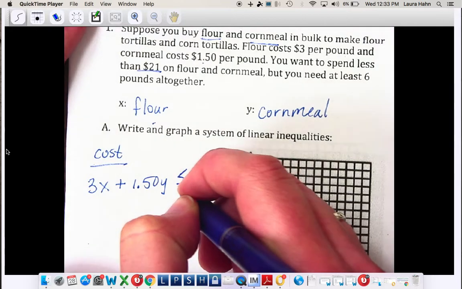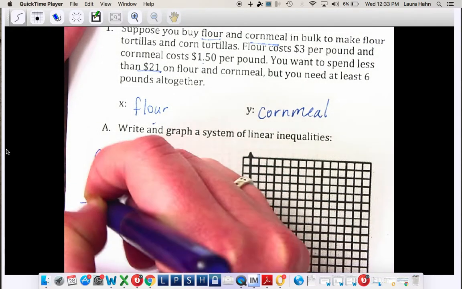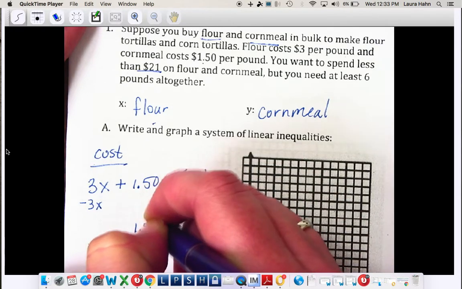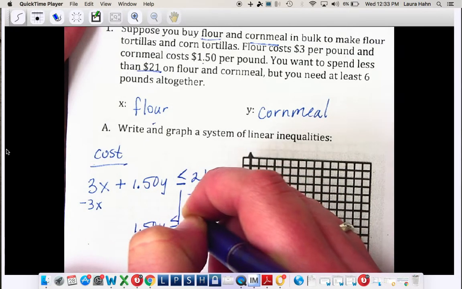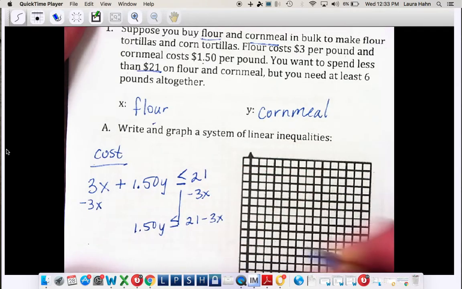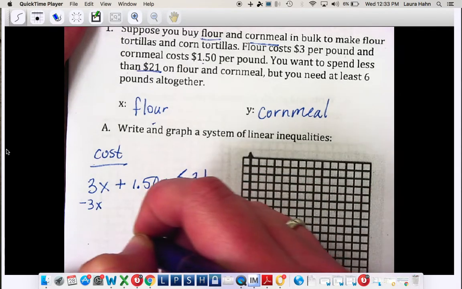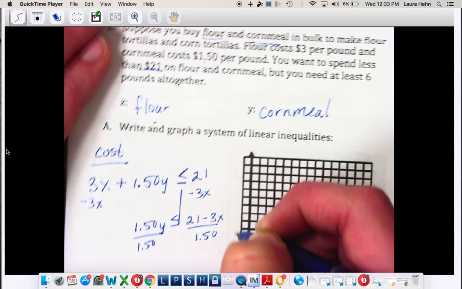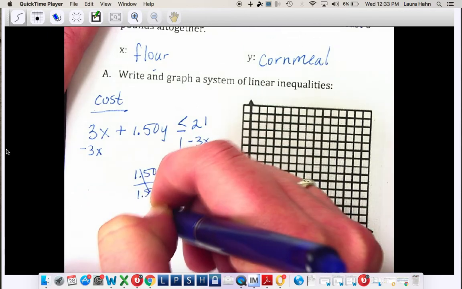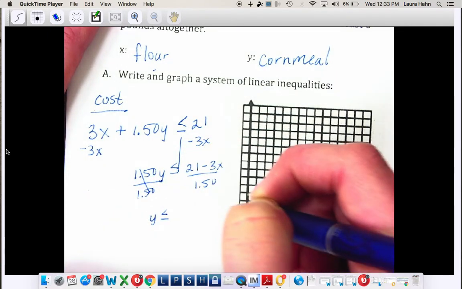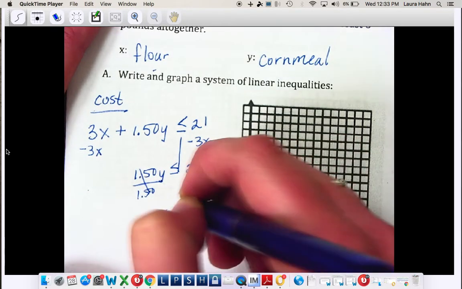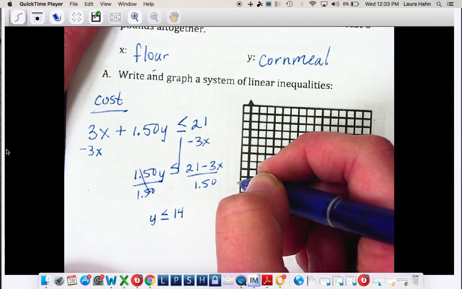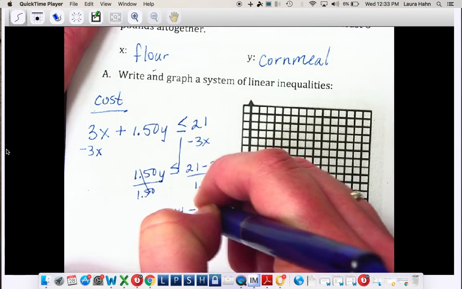We want to get y by itself. So I'm going to go ahead and take away 3x from both sides. So that's going to leave me with 1.5y is less than or equal to 21 minus 3x. Next step is to divide both sides by 1.5. So my y drops down. No reason to flip the sign. 21 divided by 1.5 is 14, and negative 3 divided by 1.5 is negative 2, and my x will drop.